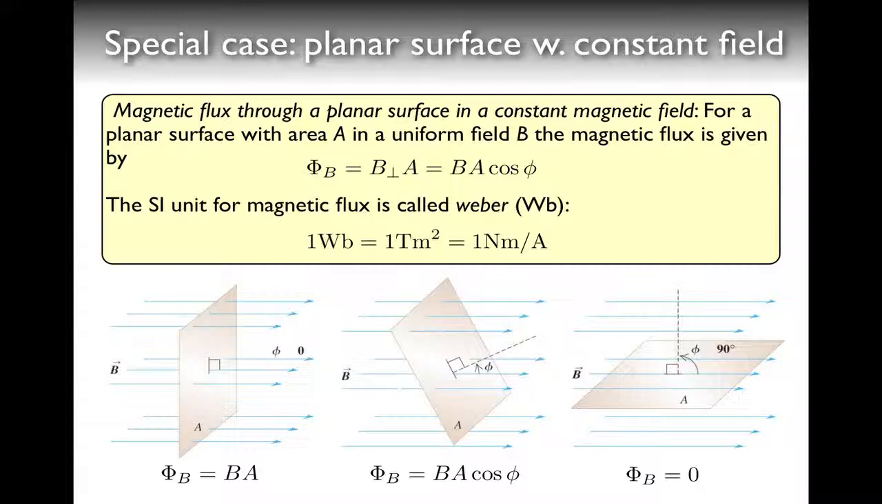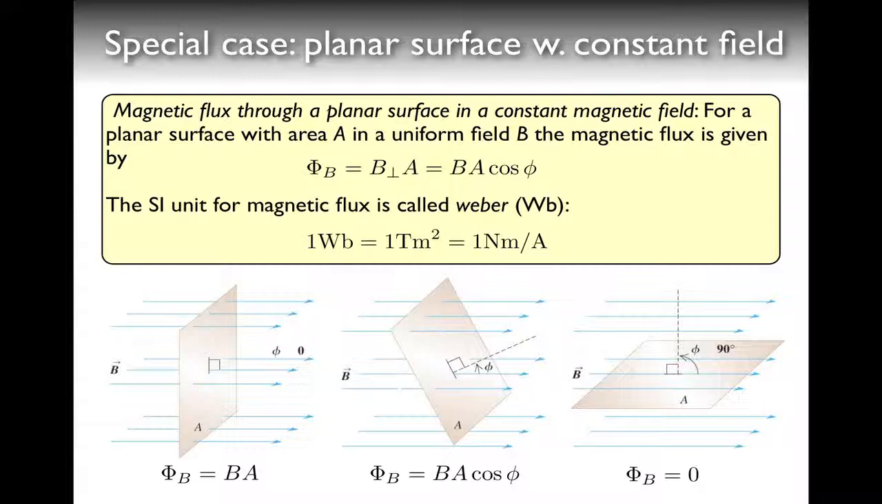At the bottom, you see 3 pictures that nicely illustrate what's happening whenever the angle phi is 0. In other words, whenever the magnetic field is perpendicular to the surface, the flux is going to be maximal, meaning B times A. However, whenever the surface is at an angle phi to the magnetic field, the flux is just going to be BA times the cosine of the angle. And whenever the angle is 90 degrees, in other words, in this particular case, the surface is parallel to the direction of the magnetic field, you basically will have no flux through the surface.